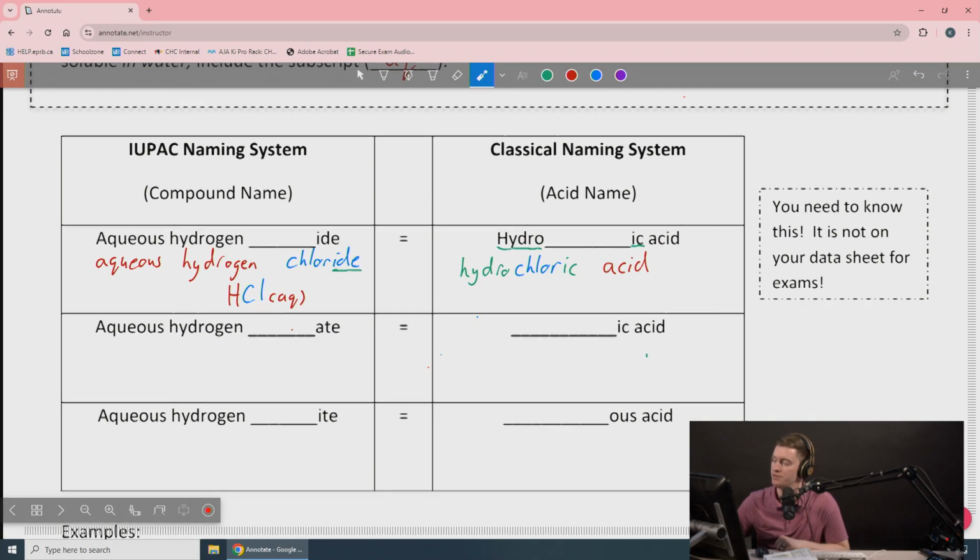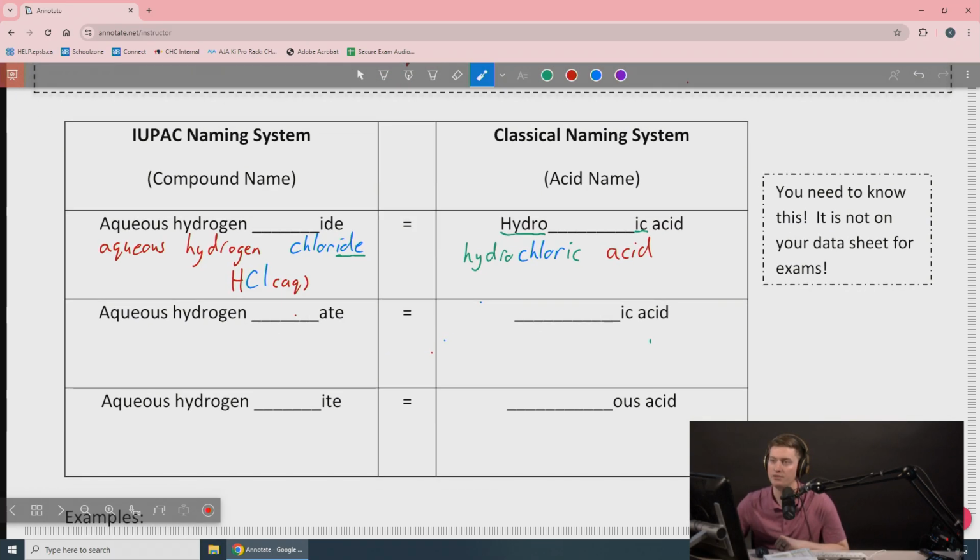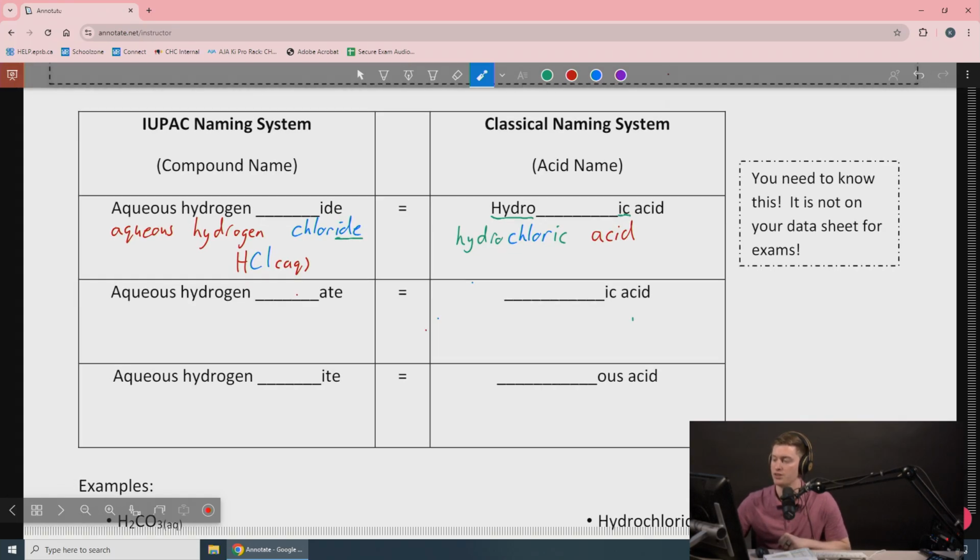Where that becomes confusing is because we have a lot of different polyatomic ions which sound really similar to each other. So there's also such a thing as aqueous hydrogen chlorate.